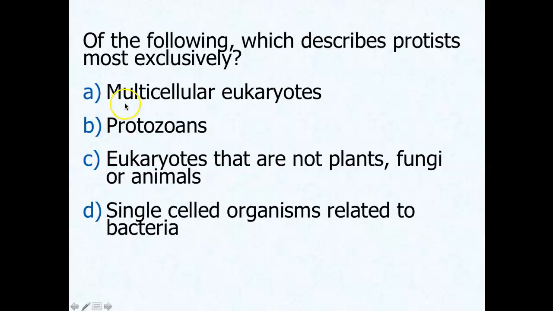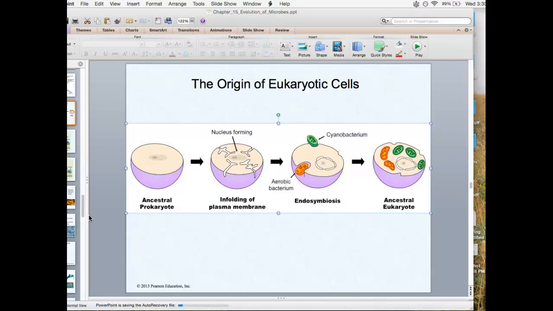So, is multicellular eukaryotes descriptive of protists? No, because they're mostly unicellular. Are they protozoans? No, because this is just one category, right? There's protozoans, there's algae, and there's slime molds, so that's not going to be your answer. Are they eukaryotes that are not plants, fungi, or animals? Yes, this is the best descriptive term. Are they single-celled organisms related to bacteria? In some way they are, way back, but no, this is not going to be your answer here. All right, and that's it.